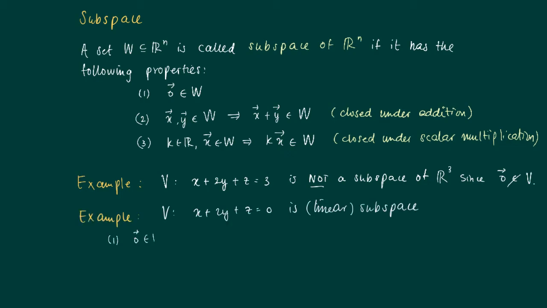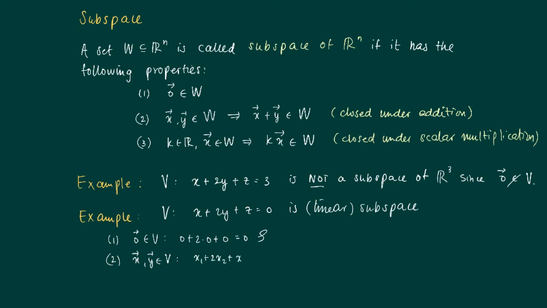The following, instead of 3, now we take 0. Well, this V is a linear subspace. First of all, the zero vector belongs to V. It's easily checked as follows. Secondly, take two vectors x and y in V.